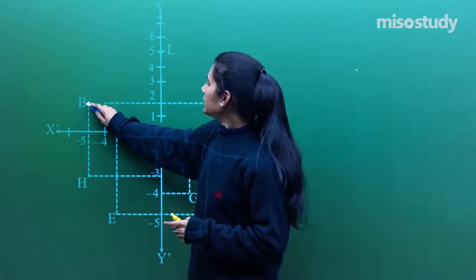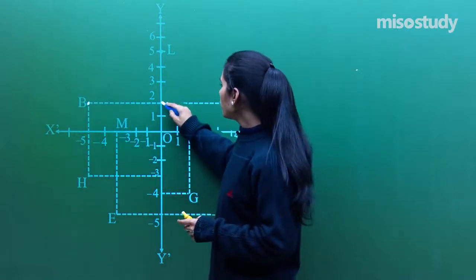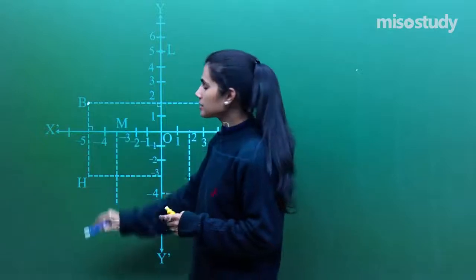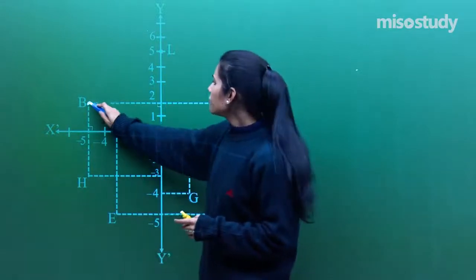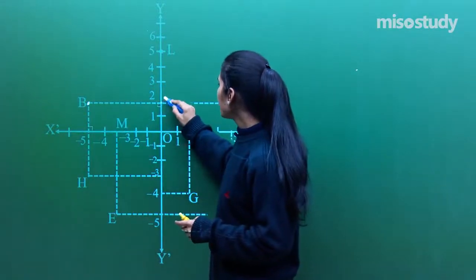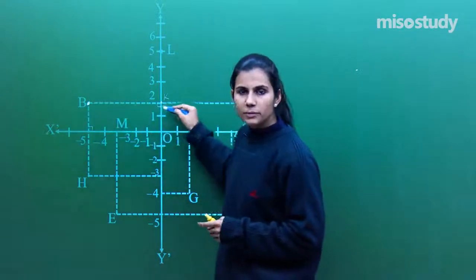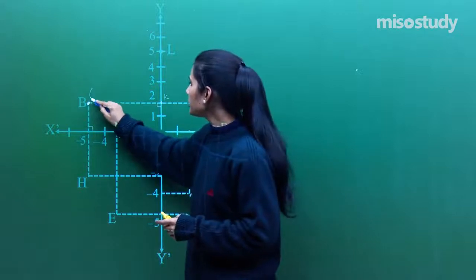Coordinates of point B: drop a perpendicular from B onto the y-axis. This is the perpendicular drawn. Drop a perpendicular from B onto the x-axis. The distance of point B from the y-axis, say this point is K, then the length of BK, the distance of point B from the y-axis, is the x-coordinate of point B.